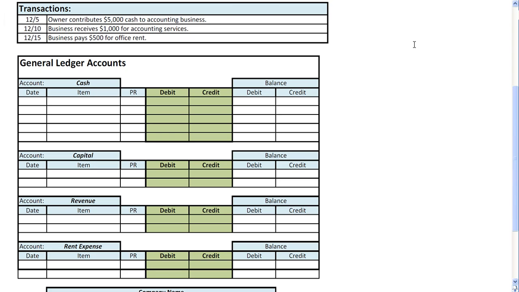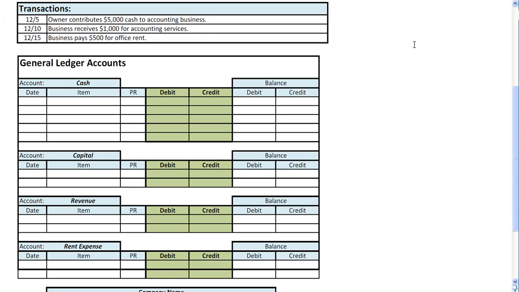In this video, we're going to take a quick look at how to post transactions to a ledger and also talk about how a T account compares to a ledger. What you have in front of you is three very basic transactions and then four accounts that are going to be affected by these transactions.